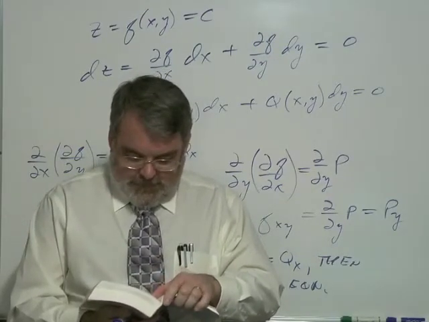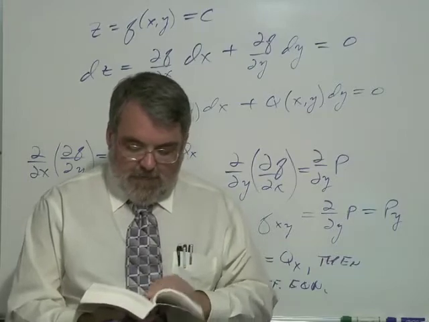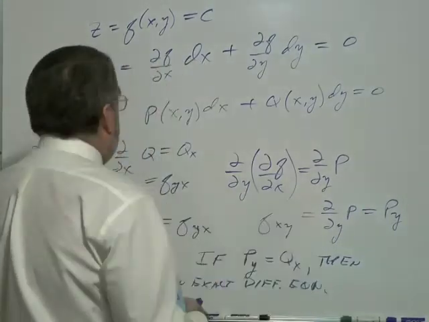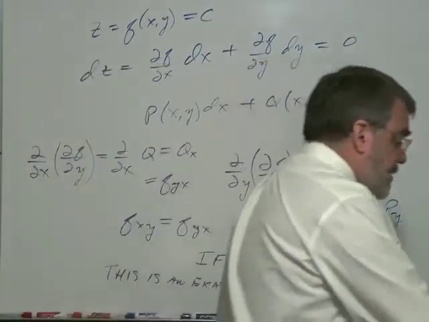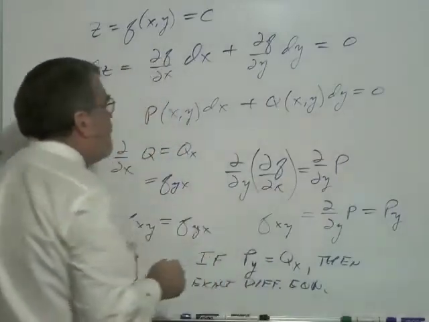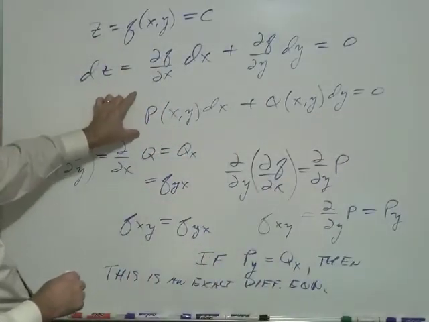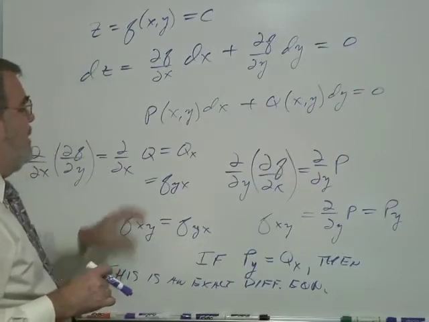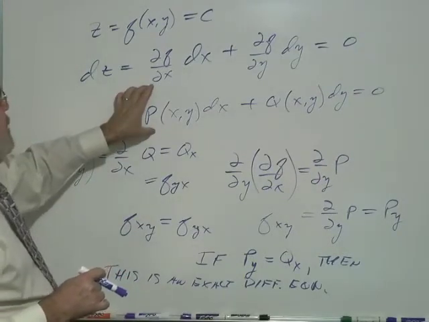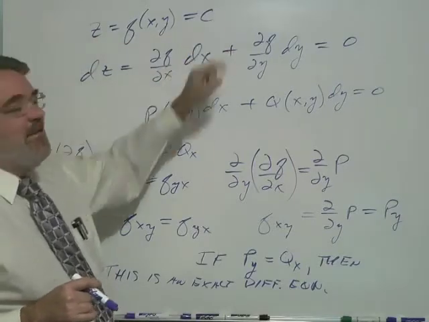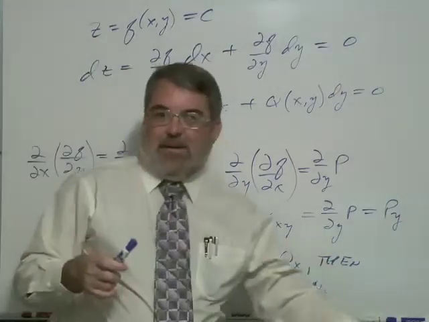Let's try number 4. Number 4 on page 79. Okay, so I'm going to erase this. But here's where we're headed. If this is an exact differential equation, then all we need to do is figure out what z is. z will equal a constant. And so let me show you that technique.